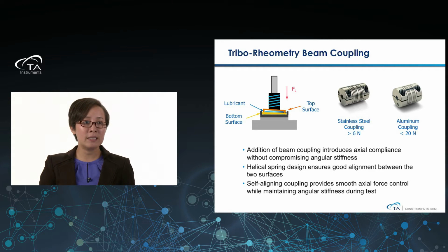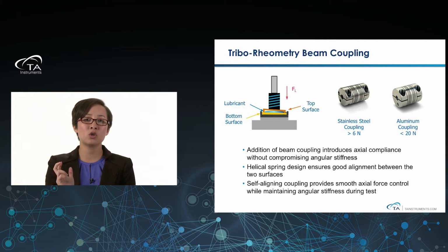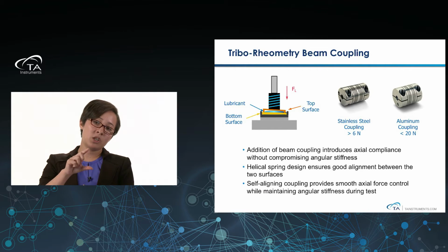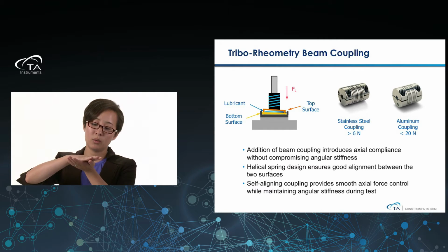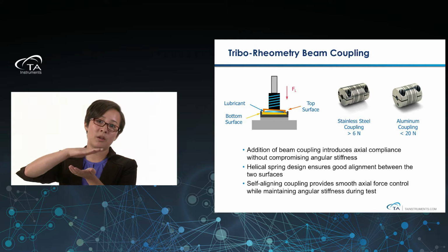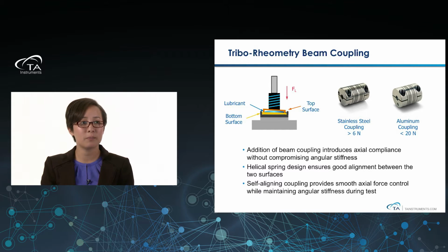So what this beam coupling does is, you can see we offer a stainless steel coupling and an aluminum coupling, but what it does is it introduces axial compliance, so compliance in the axial direction, without compromising anything in the angular stiffness. So we want to make sure we have excellent control and excellent stiffness in that rotational direction so we can make that torque measurement and hence the frictional measurement. But we also want to make sure that there's a little bit of compliance to make sure that our surfaces stay in contact and don't lose contact with one another and then move up and down like this. We want to make sure that everything's always in contact with each other.